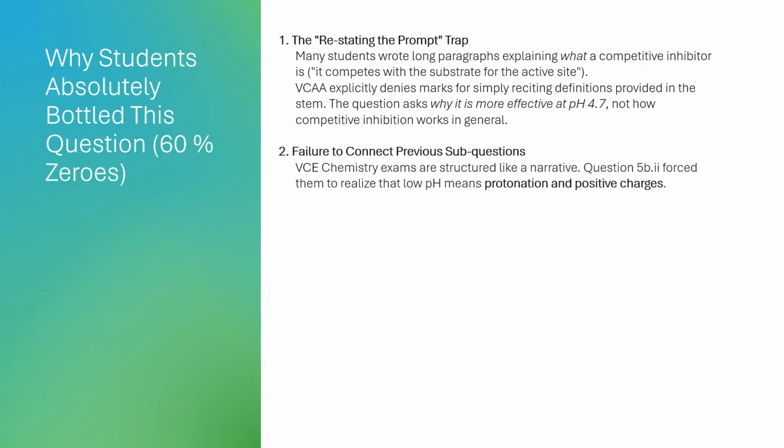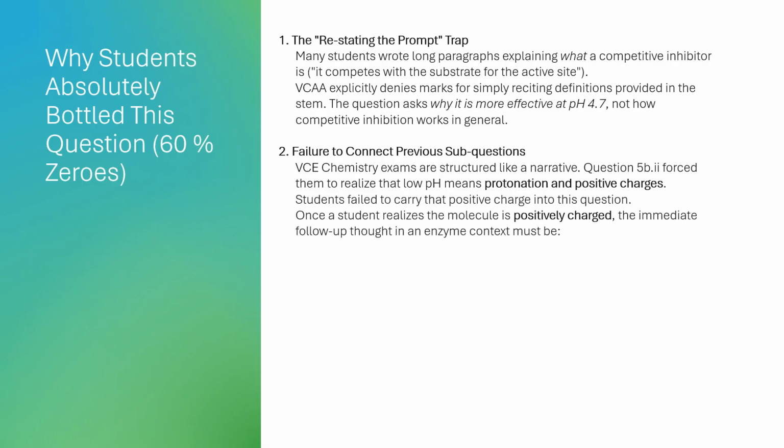2. Failure to connect previous sub-questions. VCE chemistry exams are structured like a narrative. Question 5b.2 forced them to realize that low pH means protonation and positive charges. Students failed to carry that positive charge into this question. Once a student realizes the molecule is positively charged, the immediate follow-up thought in an enzyme context must be, what does a charge do? It forms strong electrostatic and ionic bonds to the amino acid residues in the active site.